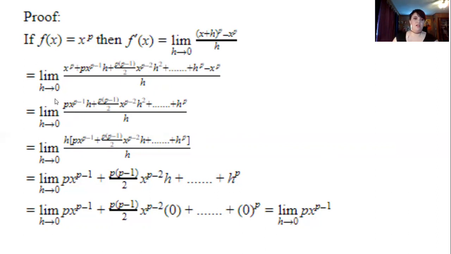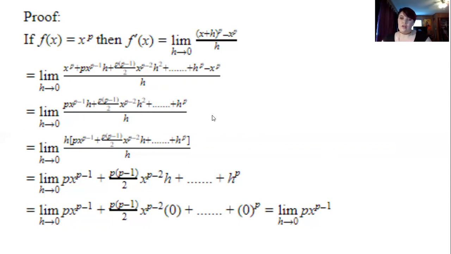subtraction of x to the p, leaving us with the limit as h approaches 0 of p times x to the power of p minus 1 times h plus p times p minus 1 over 2 times x to the p minus 2 times h squared, plus a whole bunch of other terms with h in it, plus h to the power of p.